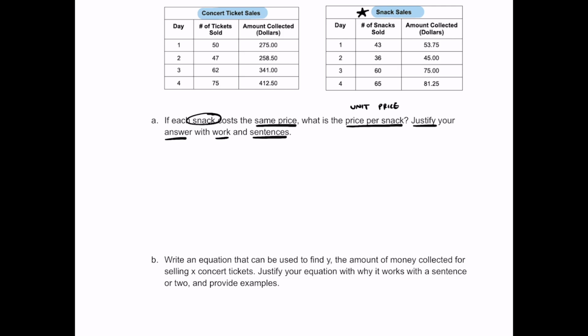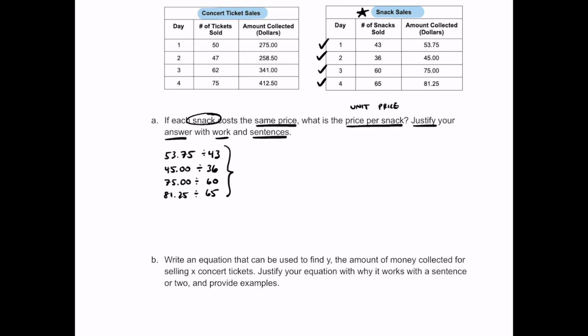To figure out the cost of one snack, if we're just looking at day 1, we could do 53.75 divided by 43, right? That'll get us the price of just one of these snacks. You could also do $45 on day 2, and we could divide that by 36. The prices of the snacks aren't changing, so we could do any of these division problems. On day 3, we have 75 divided by the 60 snacks they sold. And day 4, you could do 81.25 divided by 65. Now, if you check, all of these should get you the same answer. So you really just have to pick whichever one you'd rather do.